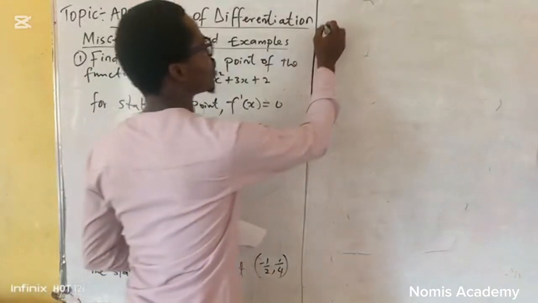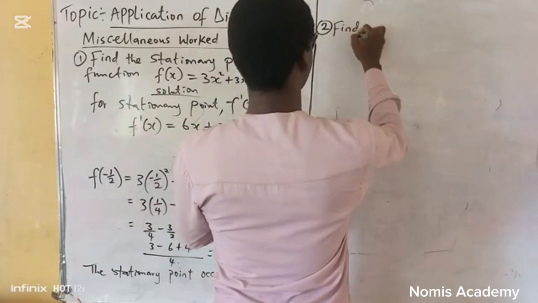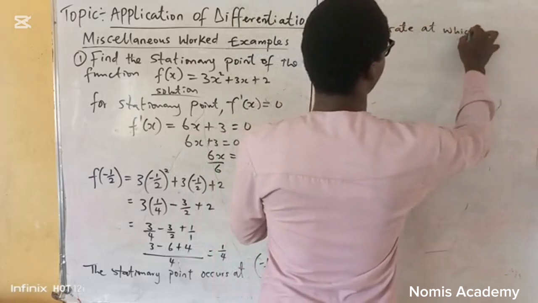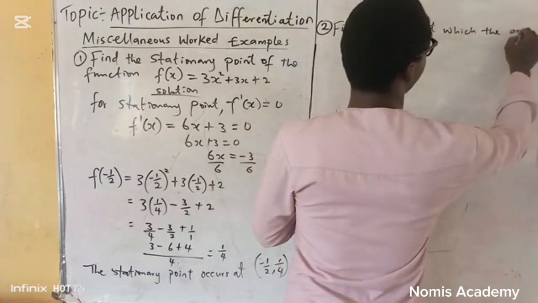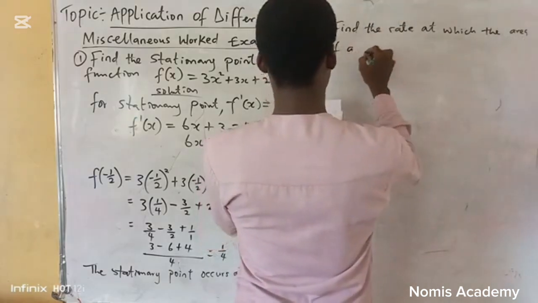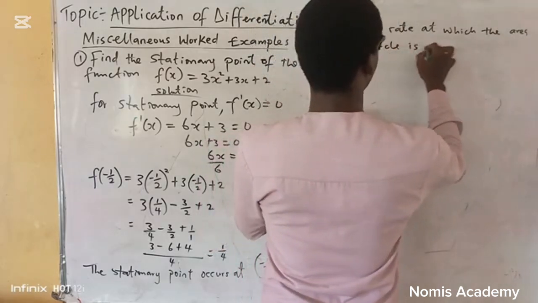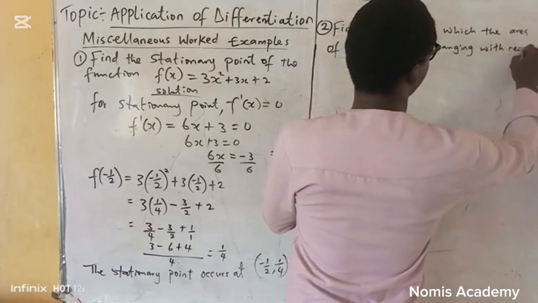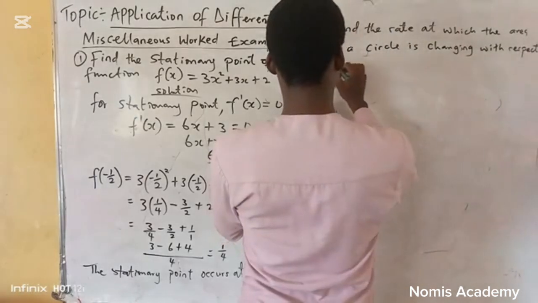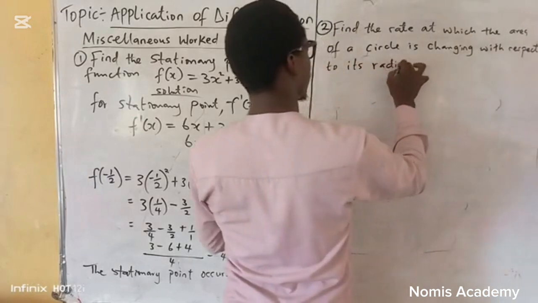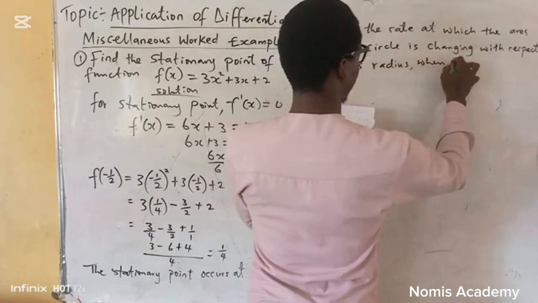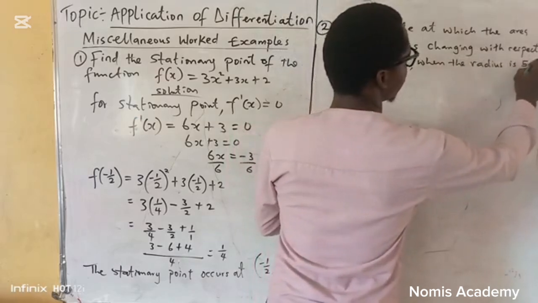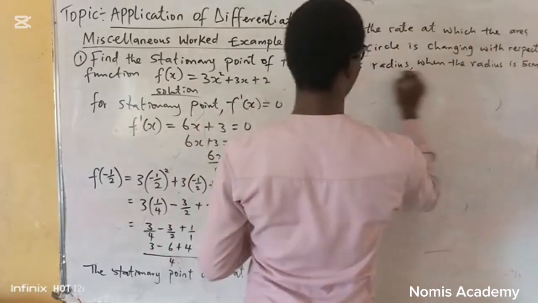Alright, the next, example 2. Find the rate at which the area of a circle is changing with respect to its radius when the radius is 5 centimeters. Okay, this is one of the WAEC questions.